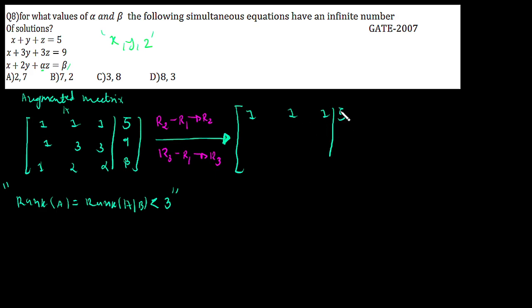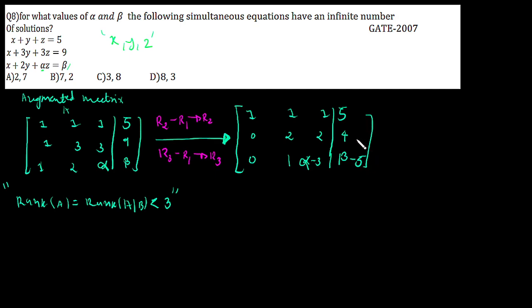Here I have 5. So now here I am getting 0, here 2, 2, and here 4. Now in the third row again 0, 1, 1. Sorry, here it is not 2, it's alpha. So now here I am getting alpha minus 3, because here it's representing alpha, alpha minus 3, and here beta minus 5.